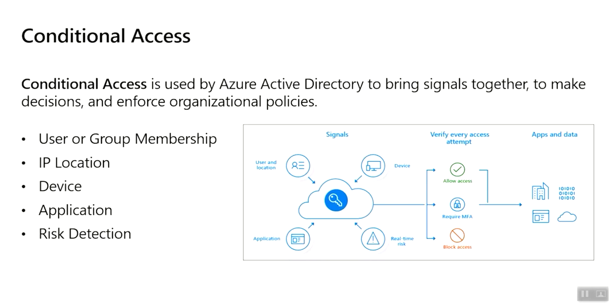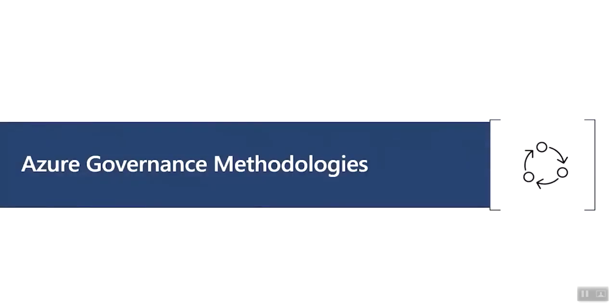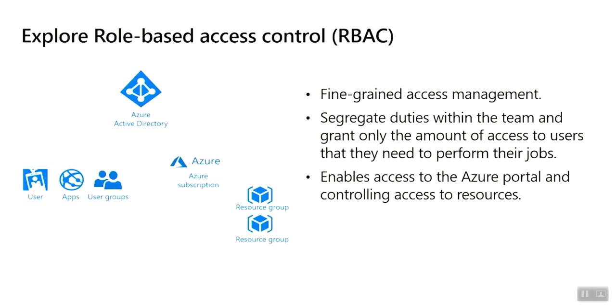So let's now talk about, we've looked at some of the identity services. Let's look at some of the governance methodologies that are built into Azure. Now that we've had a chance to look at some of our other identity services, such as Azure Active Directory, let's explore a little bit of role-based access control, or you might hear it also as RBAC. Role-based access control provides fine-grained access management for your Azure resources, which gives you as an administrator control to grant the rights that your users need to do their jobs.